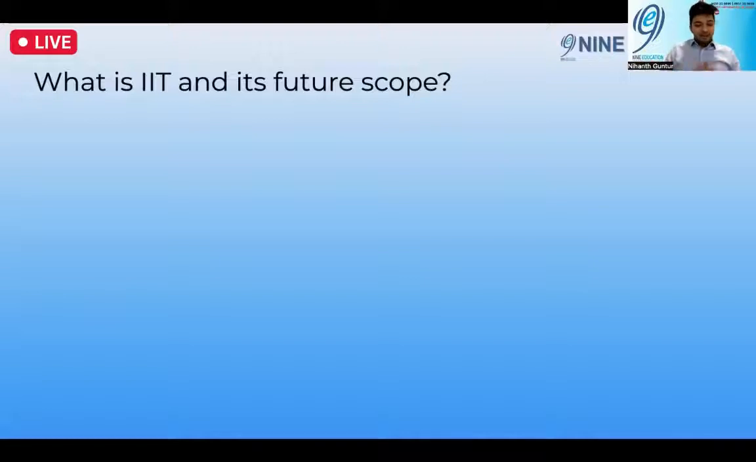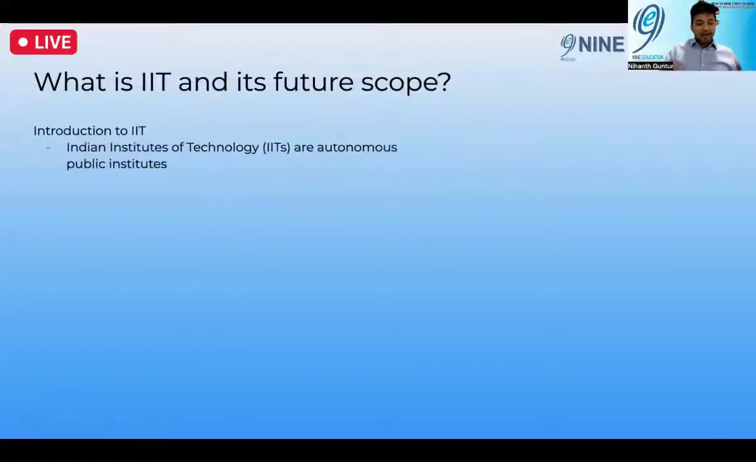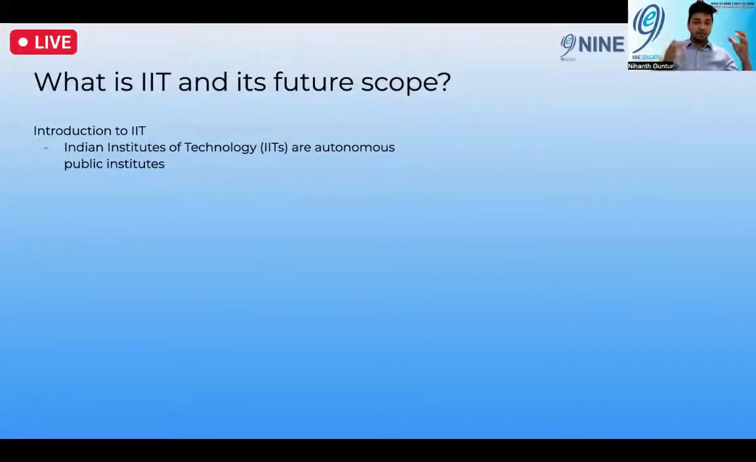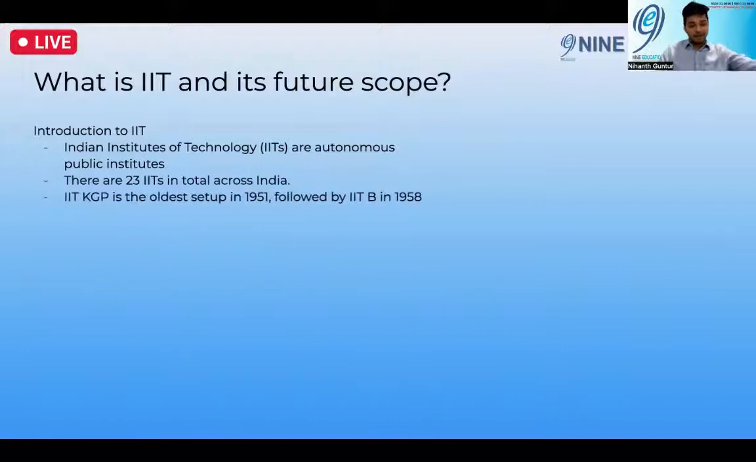So let's first begin by understanding what IIT is and what its future scope is. IIT is the Indian Institute of Technology, an autonomous public institute run by the government of India. All of its exams and curriculum are defined by the college itself, but it's a public institute funded by the government. There are a total of 23 IITs all across India, and the oldest IIT is IIT Kharagpur. It was set up in the year 1951, followed by IIT Bombay, which was set up in the year 1958.